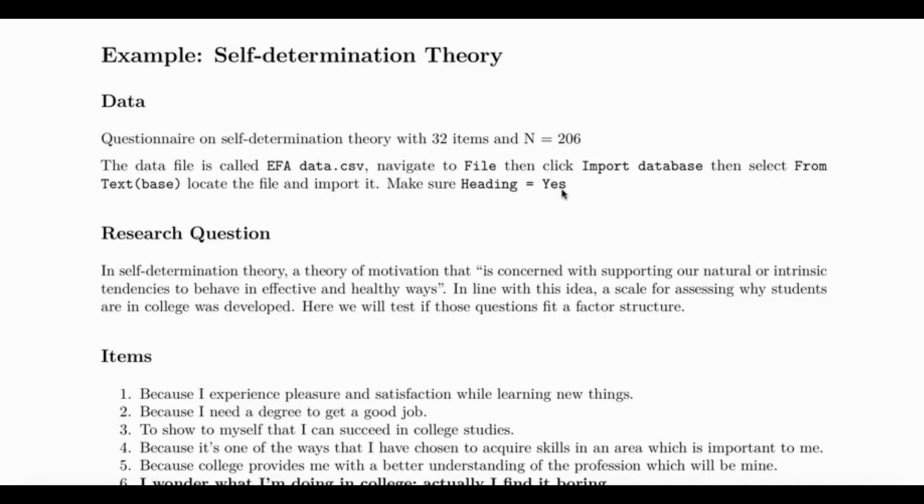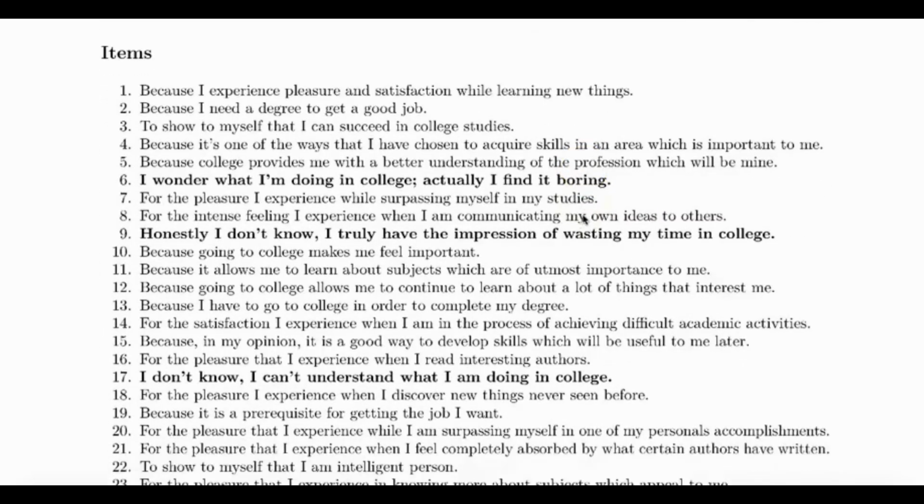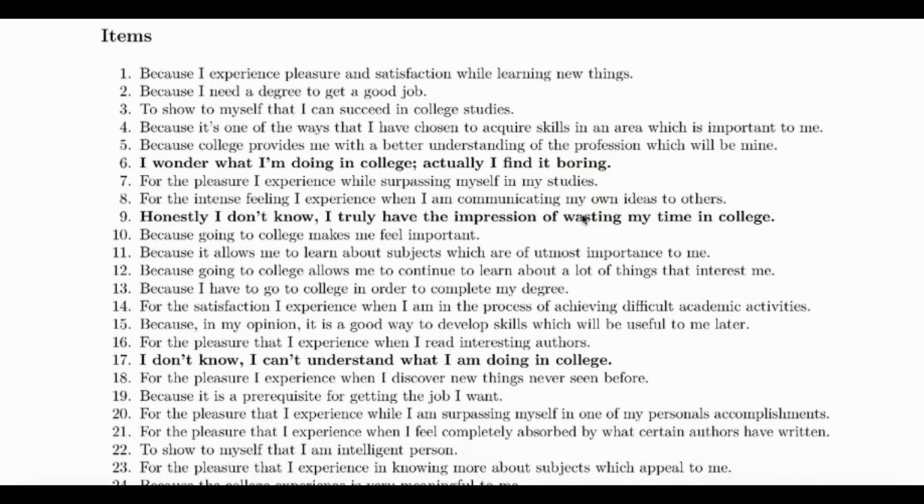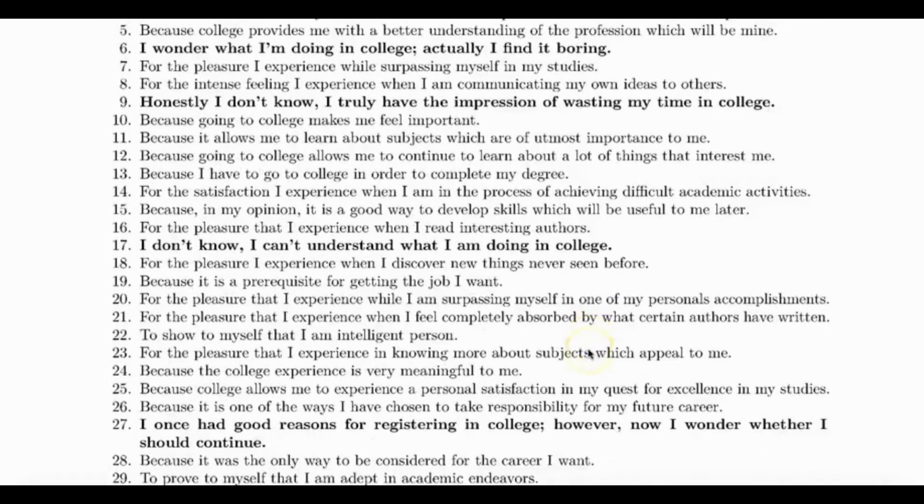Self-determination theory is concerned with supporting natural or intrinsic tendencies to behave in effective and healthy ways. So people were obviously interested in college students. We are going to determine the factor structure. Theory tells us that there should be 3 factors for this scale, and we're going to see if that's true, if it fits for this particular sample. I actually put the scale here so I didn't have to give you a second document, and I bolded the items that need to be recoded, and I'll go back to this later.